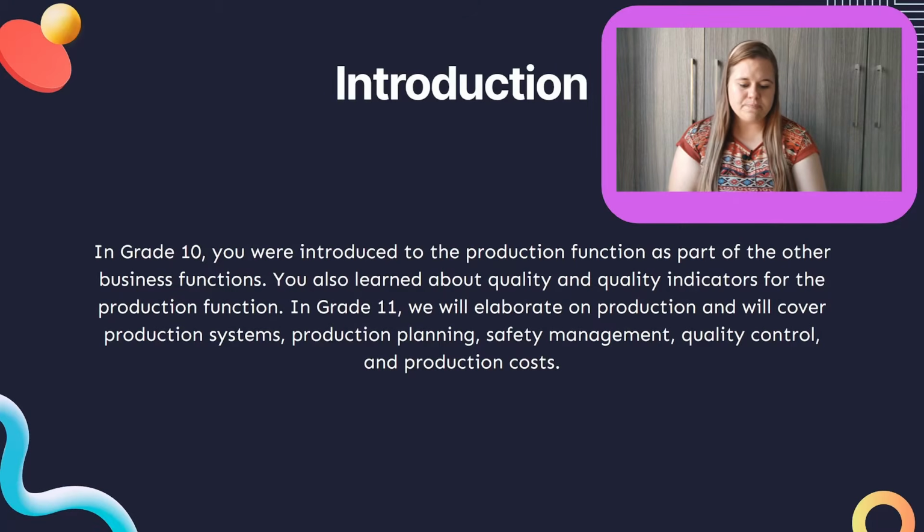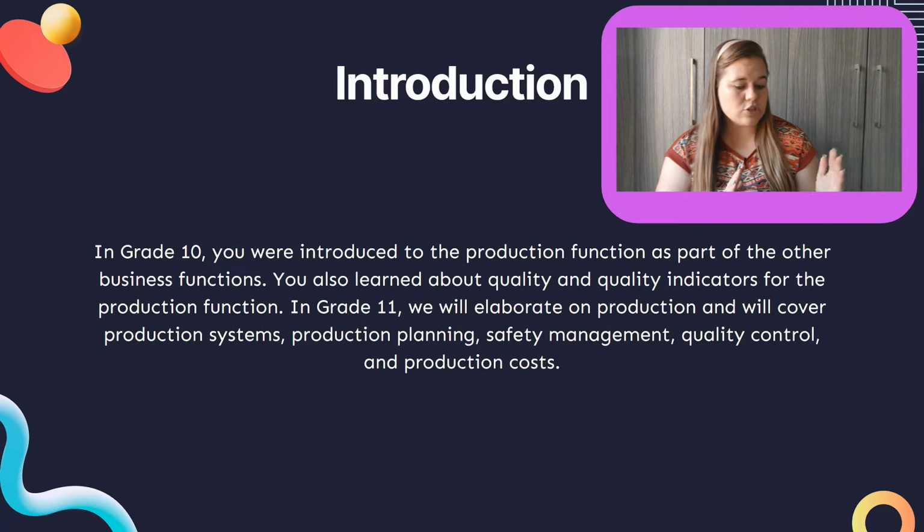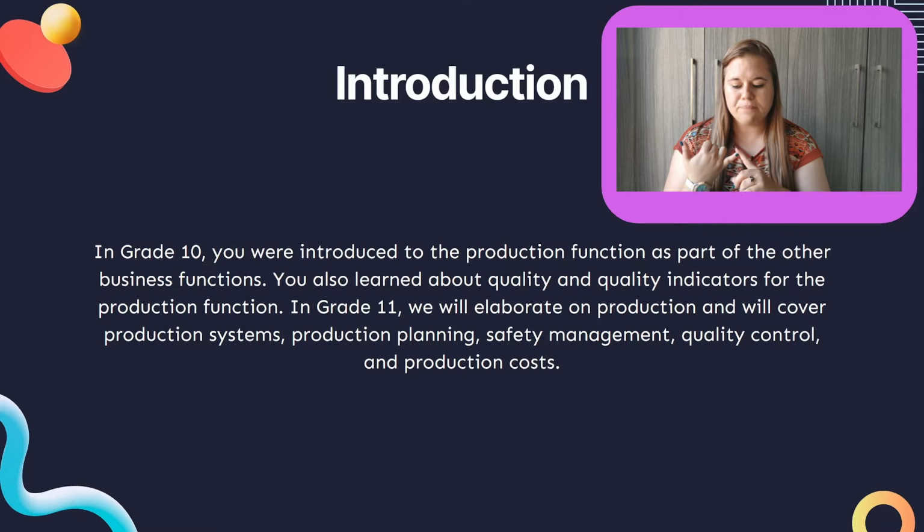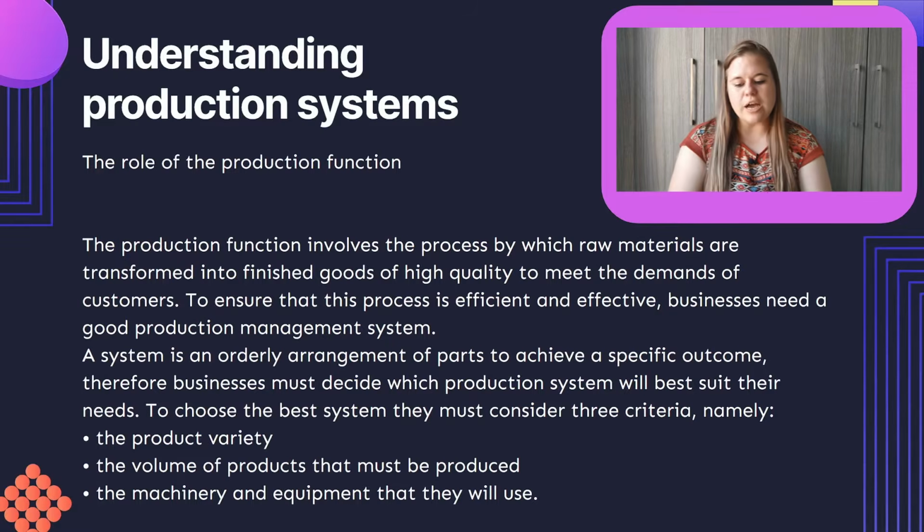All right, introduction. So in grade 10, you did this topic, but you did it as part of the 8 business functions, which also included marketing, you had general management, you also had finance, and there were quite a few more. So in grade 11, we are going to elaborate further on production specifically. We're going to look at the production systems, the production planning, the safety management, quality and control, as well as production costs.